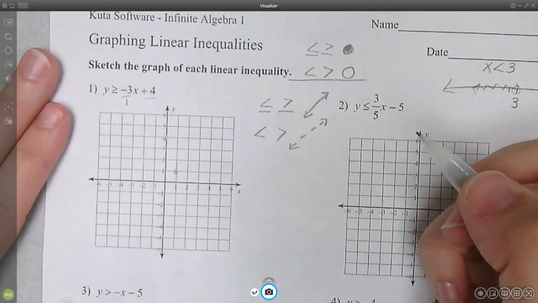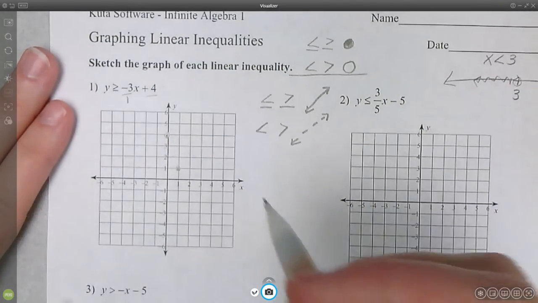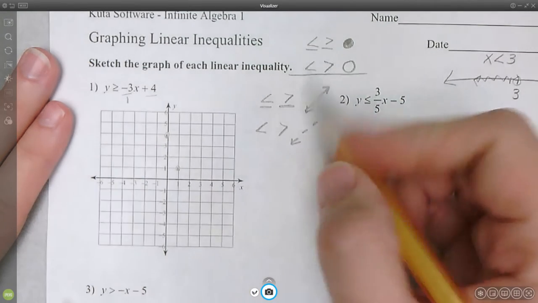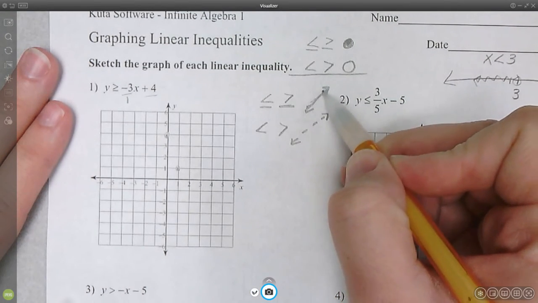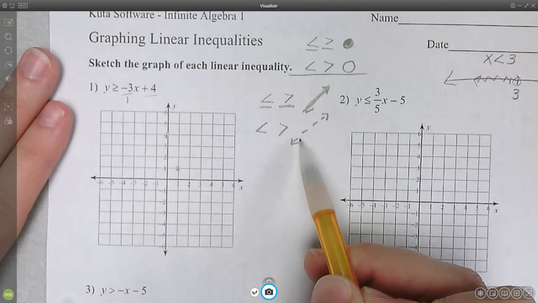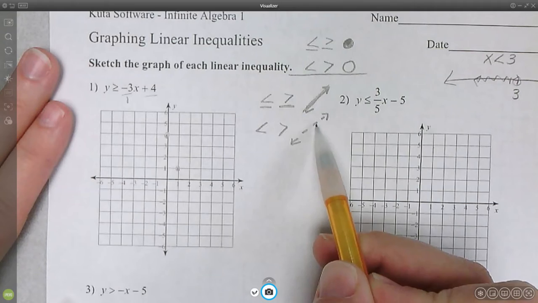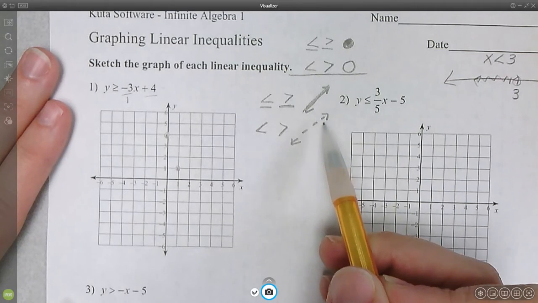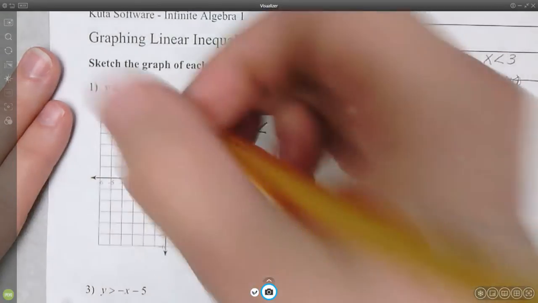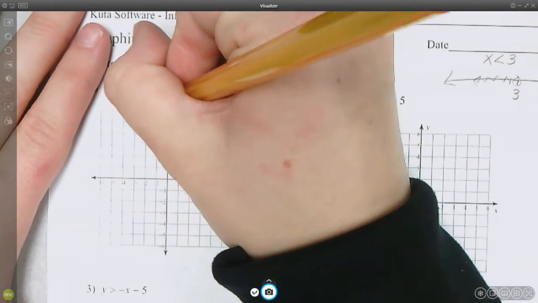So the way I remember this, it's really stupid, but it works. If you have to use extra pencil to draw this line underneath, you have to use your extra pencil to fill in this whole line. So here you're not using extra pencil to fill in your line, so you don't have to use extra pencil to fill in this line solid. So this is equal to, so if it's equal to, you have a solid line.